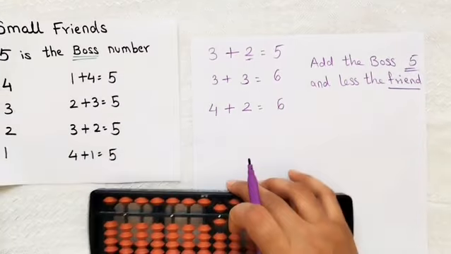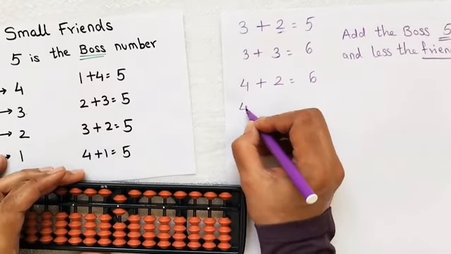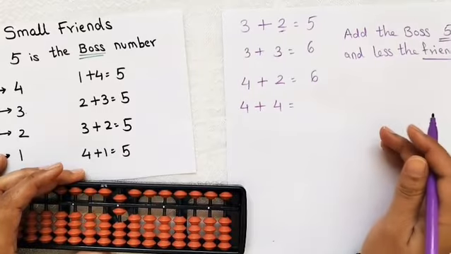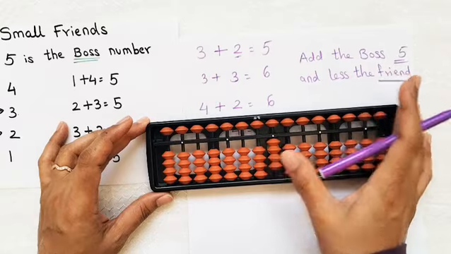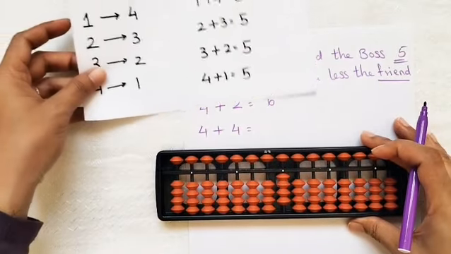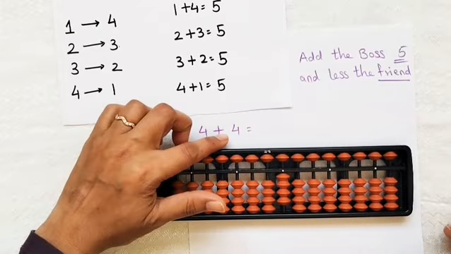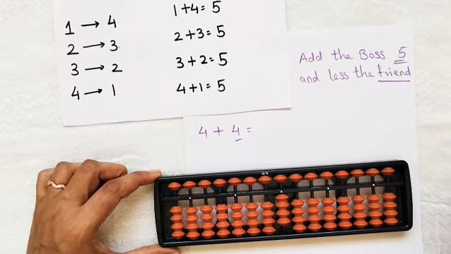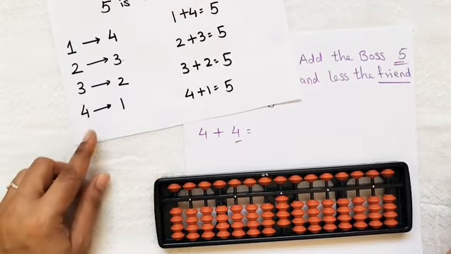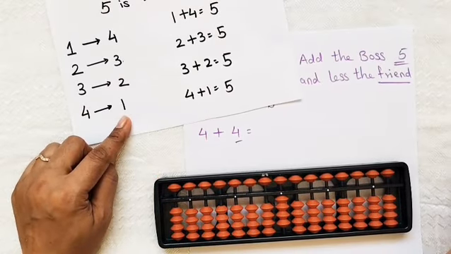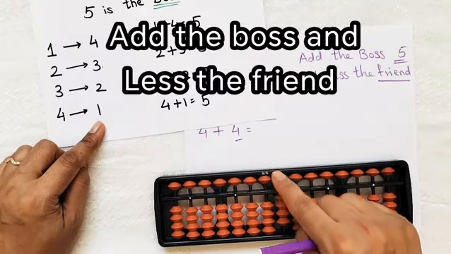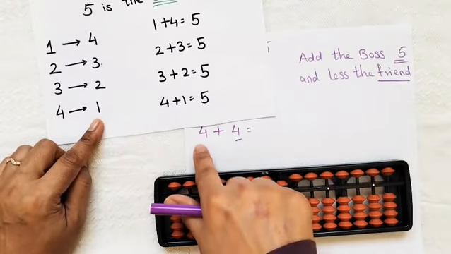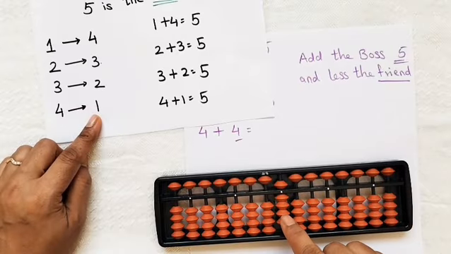Okay, let's try one more. 4 plus 4. Now 4. I place 4 here. I want to look for the friend of 4. Who's the friend of 4? We all know 4's friend is 1. So again, add the boss, I add the 5 and less the friend. So 4's friend is 1. So I less 1. So my answer is 8.